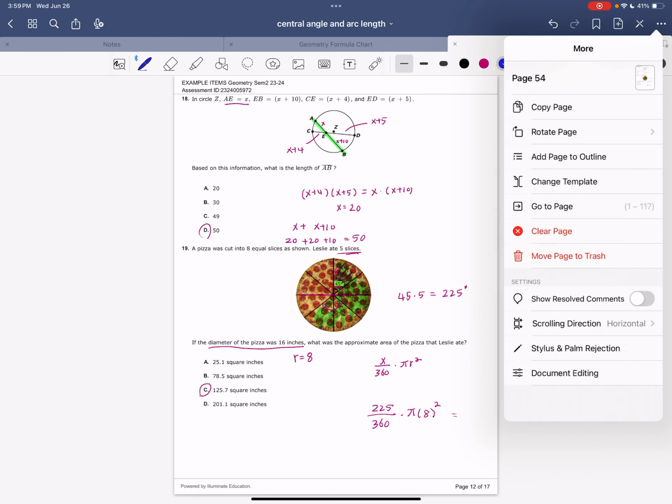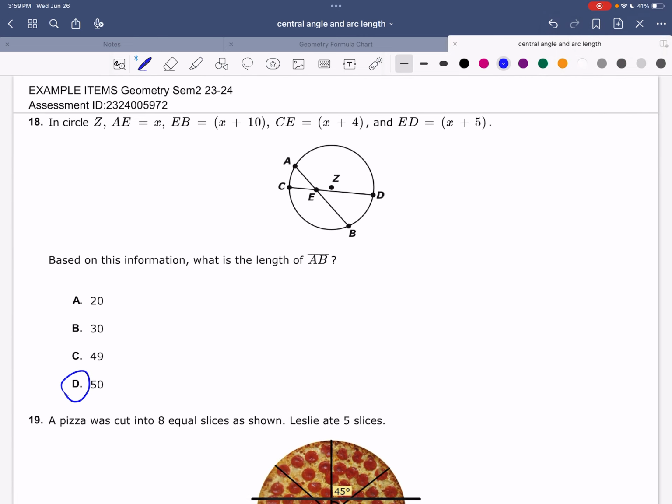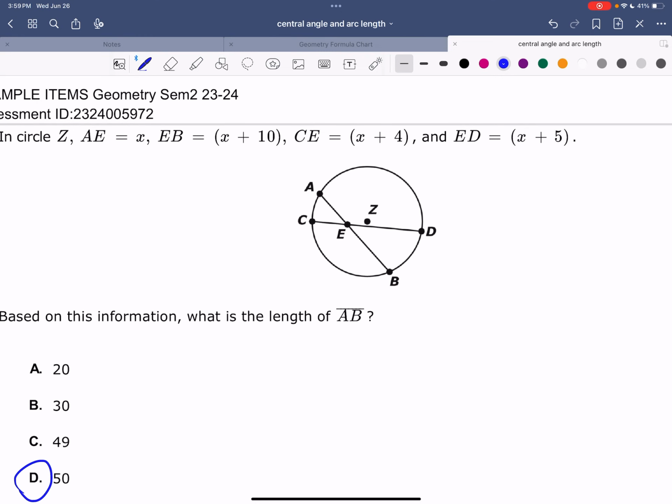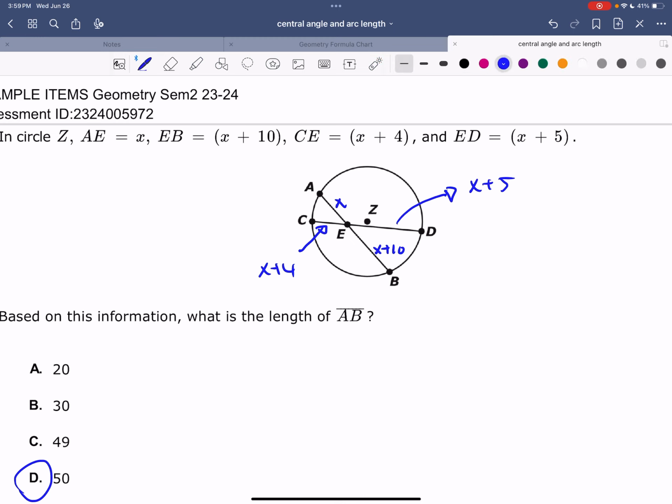It's a D, C. Okay, so let's do this. Here, question number 18. It's easy. So A to E is X. E to B is X plus 10. C to E is X plus 4. E to D is X plus 5. So it's exactly the same formula that we did here. So for A to E, I'm going to put X times X plus 10, which should be equal to C to E, X plus 4, times E to D, X plus 5.